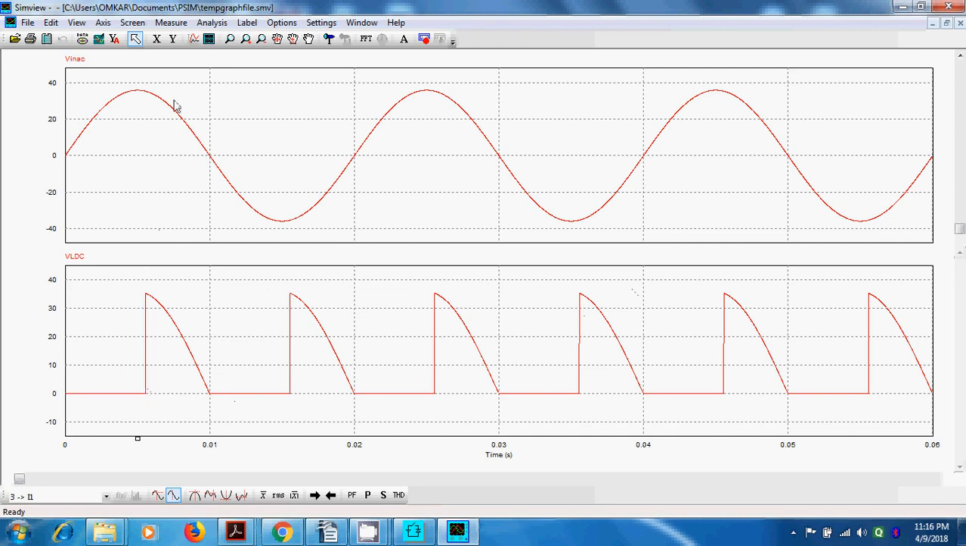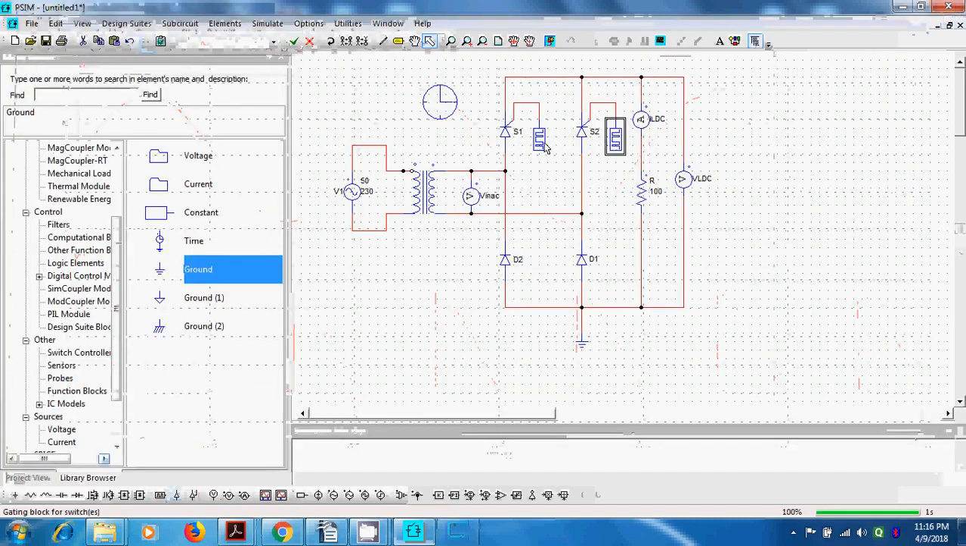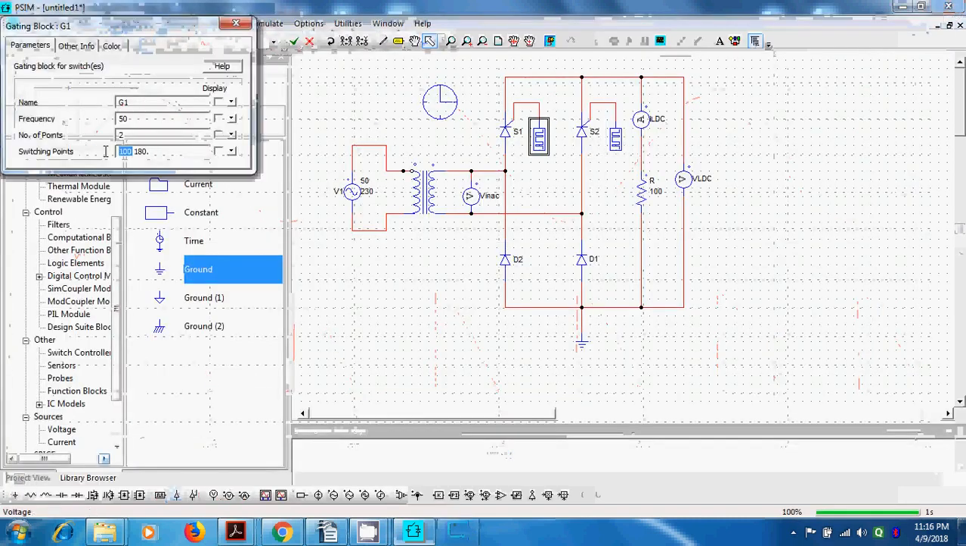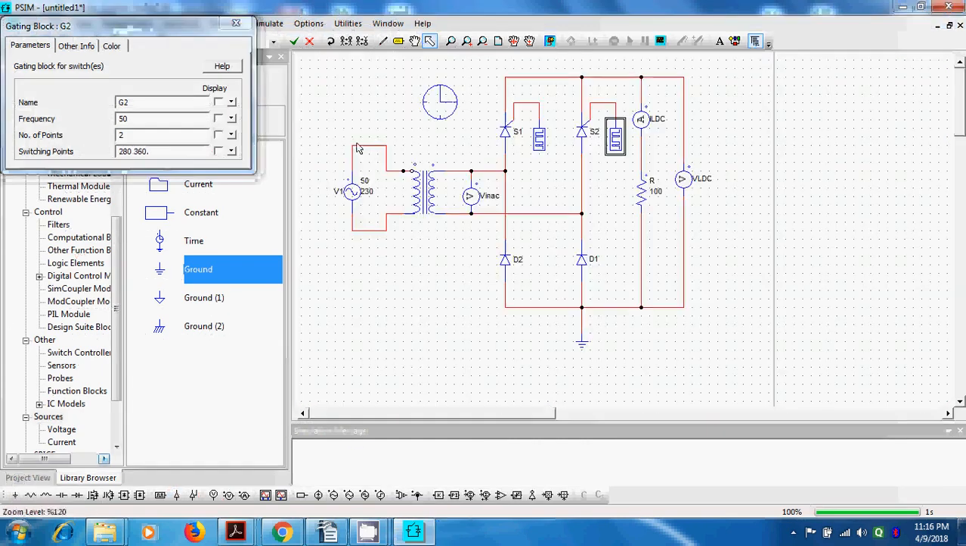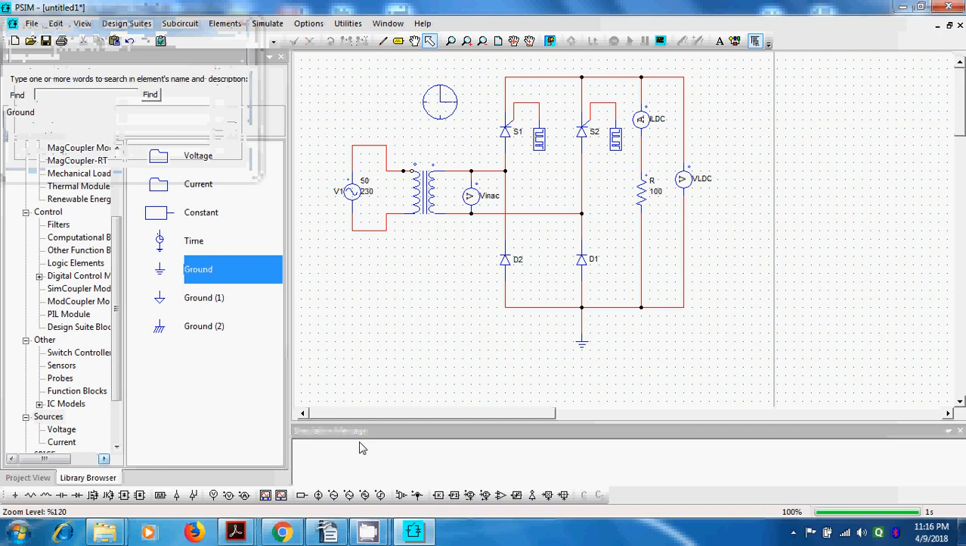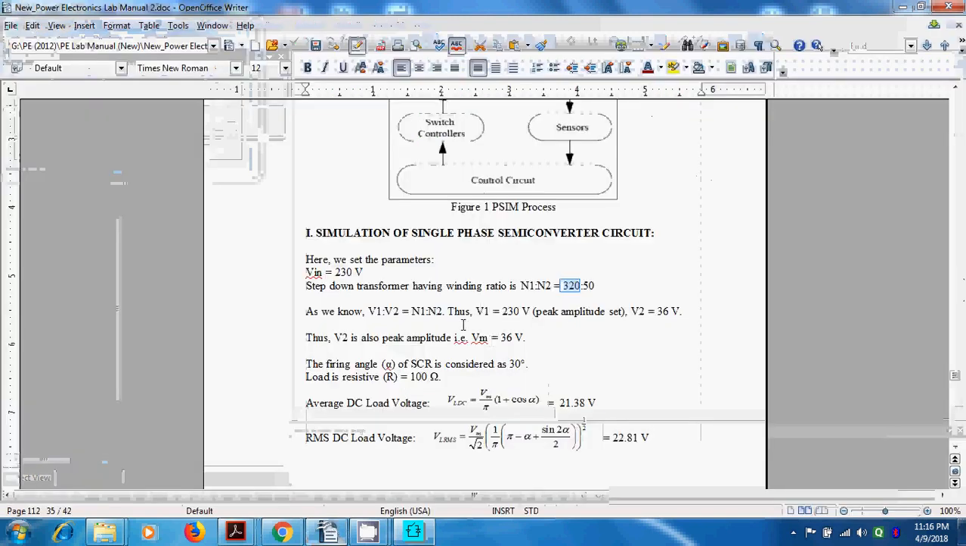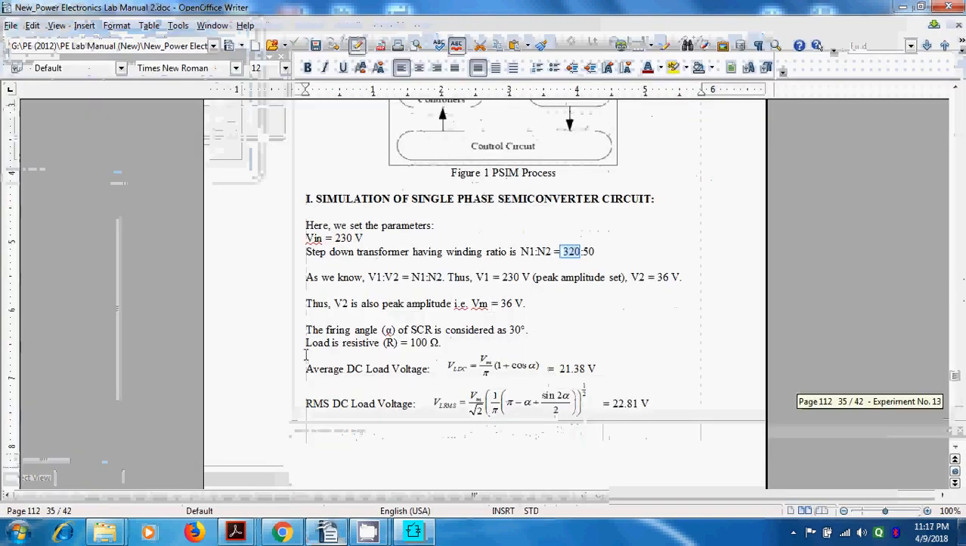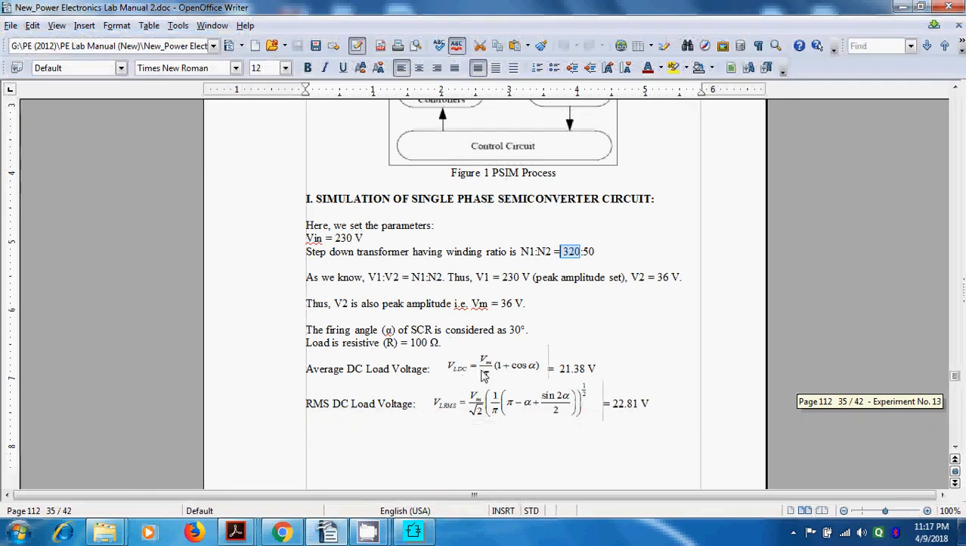If we want to see the average DC voltage, in this case it may get changed. So we'll make our circuit original, for alpha equal to 30 to 180, and this is for 210 to 360, because we have already calculated in our lab manual. We know the average DC load voltage formula: VLDC is equal to Vm upon pi into (1 plus cos alpha), where alpha is 30 degree and Vm we know is 36 volt. So theoretically my answer is 21.38 volt.